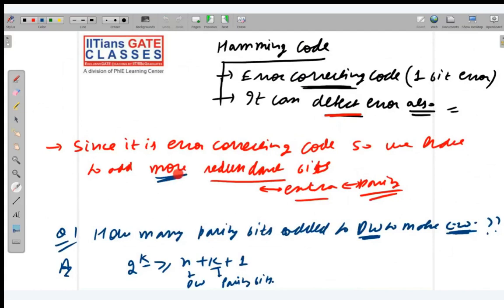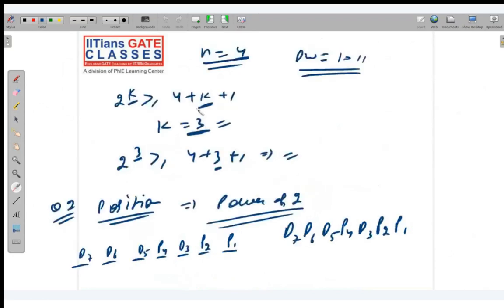How many? The first question was how many parity bits should be added to the data word to make the code word. For that we have the equation 2 power k is greater than or equal to n plus k plus 1, where n is the number of data bits and k is the number of parity bits. Suppose n is equal to 4, that means the data word is of length 4. I have assumed 1011. So 2 power k is greater than or equal to 4 plus k plus 1, so k will be equal to 3, because 2 power 3 is greater than or equal to 4 plus 3 plus 1.